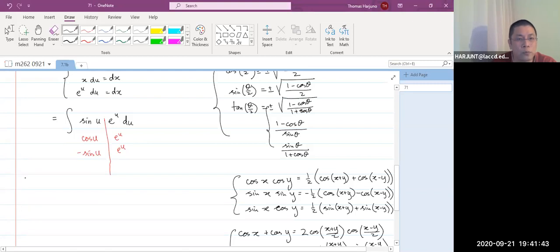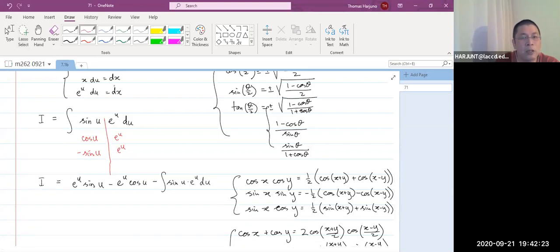Okay, so that is equal to sine u e to the u. Maybe actually I prefer to write it down. e to the u sine u minus e to the u cosine u minus integral of sine u times e to the u du, which is what we have originally. Okay, if we call this our I, then this is an I also.